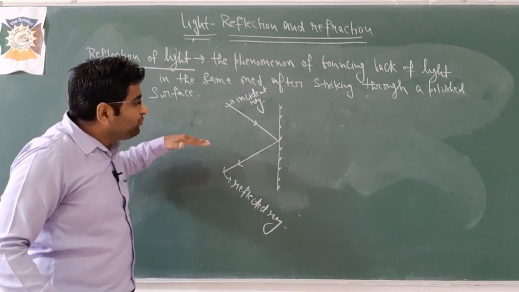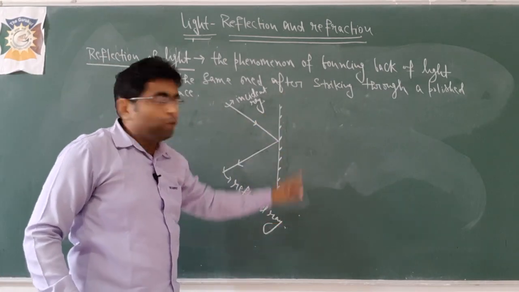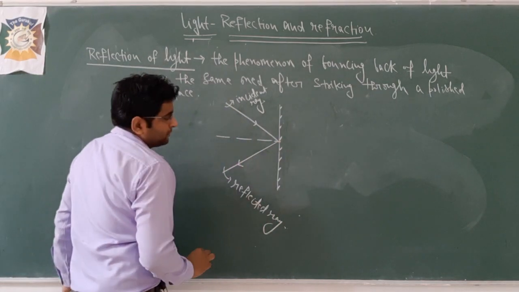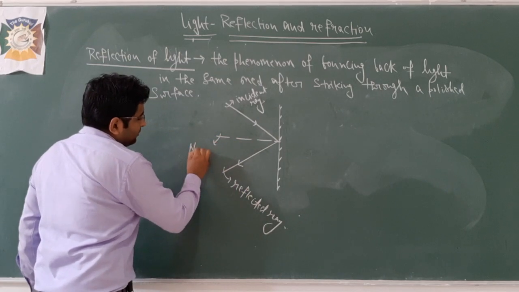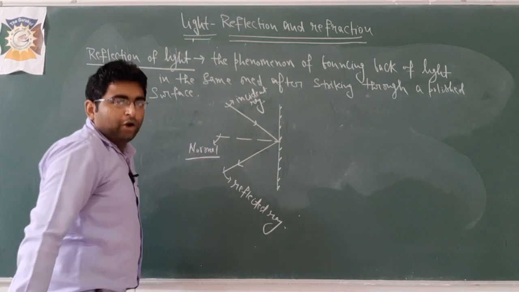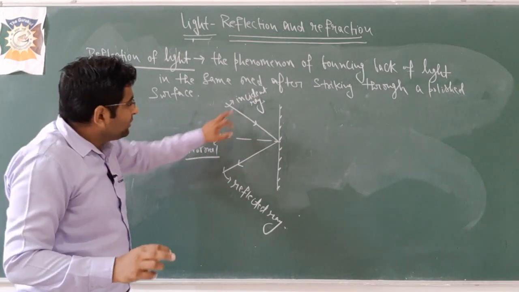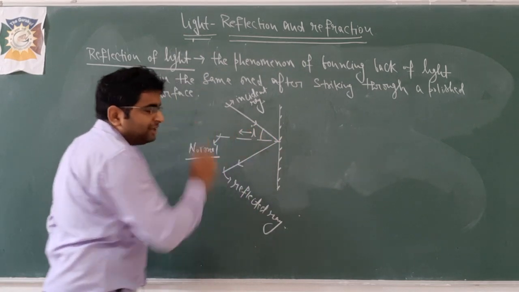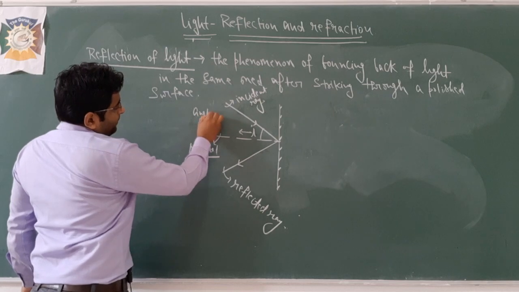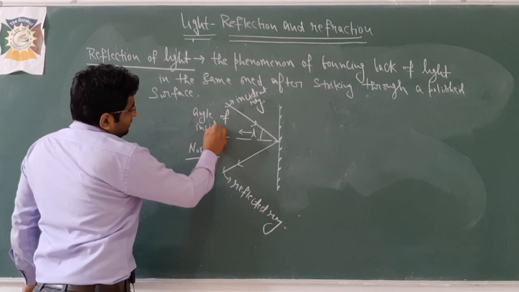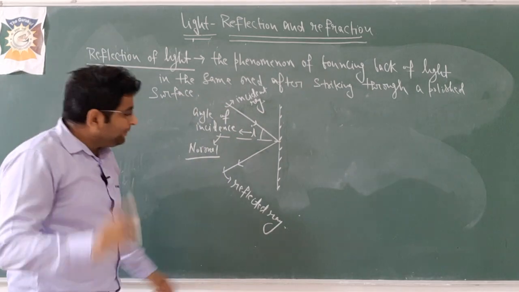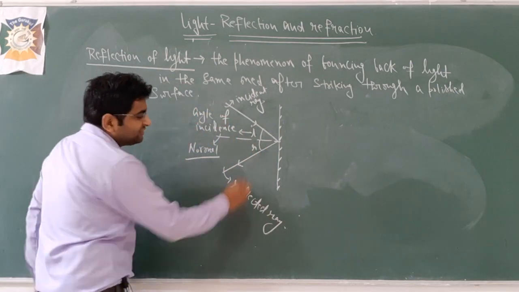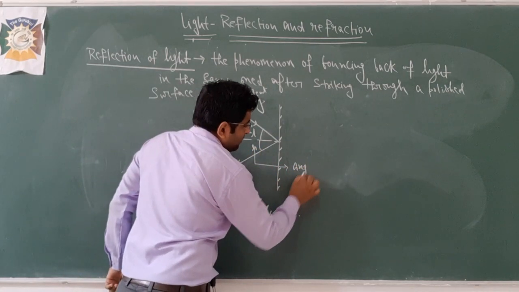Now, beta, I am making a normal. Normal means the line which cuts the mirror or polished surface at 90 degrees. This one. Clear? So this is known as the normal. The angle made by the incident ray with the normal, it is angle I, and its name is angle of incidence. The angle made by the reflected ray with the normal, this angle R, is known as the angle of reflection.